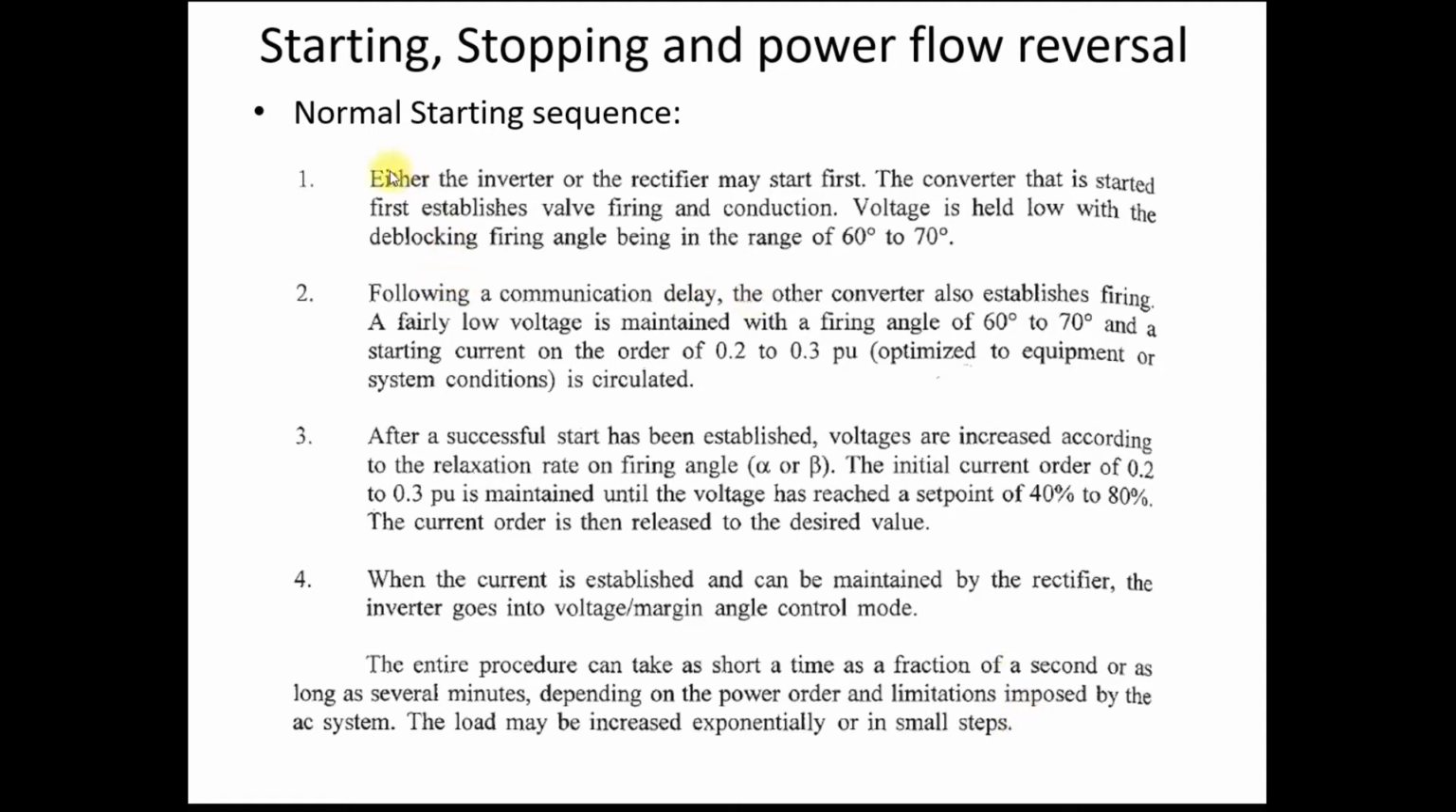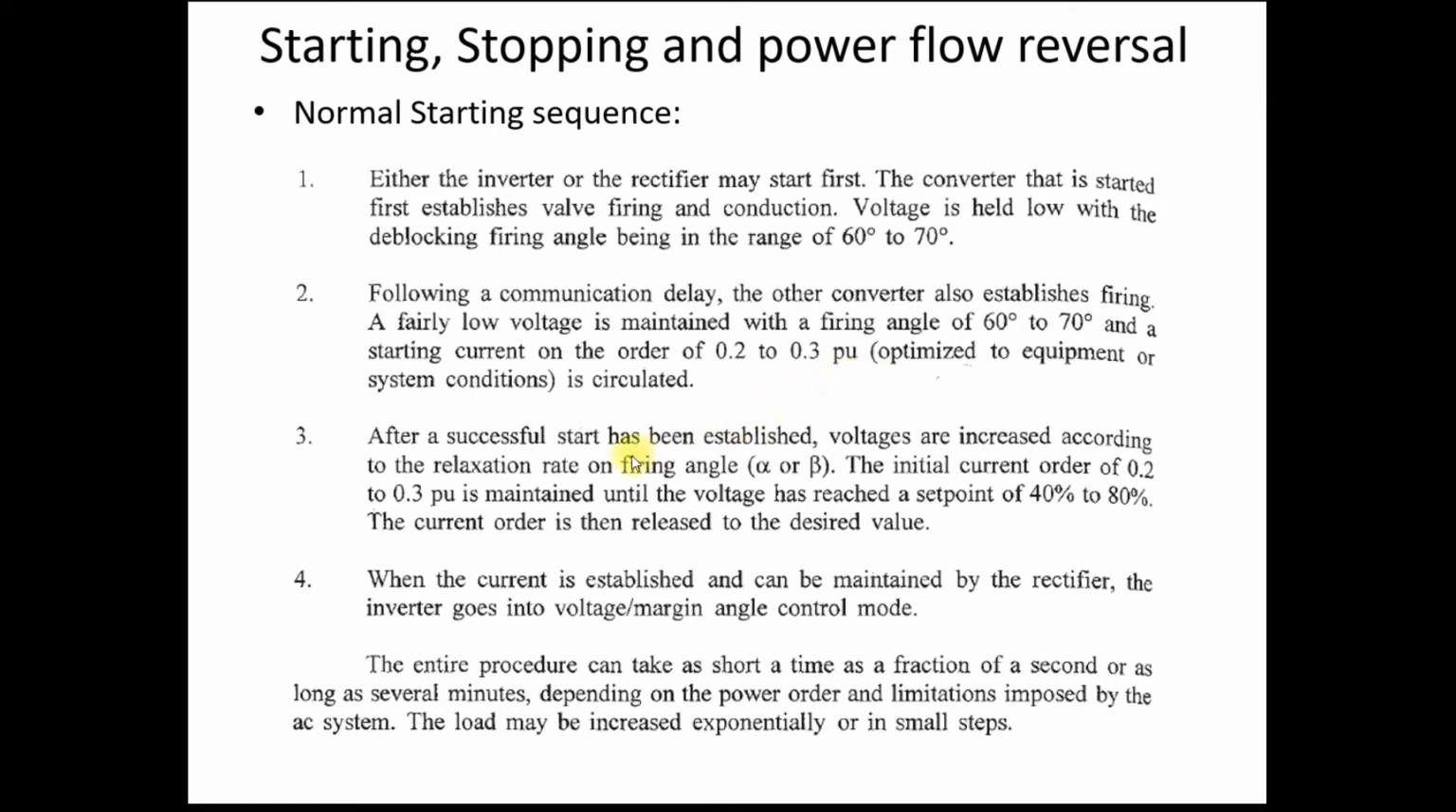Again, repeating: first you start either converter, inverter or rectifier, with the firing angle set such that the voltage is low, in the range of 60 to 70 degrees. Then, after a communication delay, because when one converter starts it sends a communication signal to the other converter to start, the other converter establishes the firing angle and also maintains the low voltage with the firing angle of 60 to 70 degrees, and maintains the starting current on the order of 0.2 to 0.3 per unit.